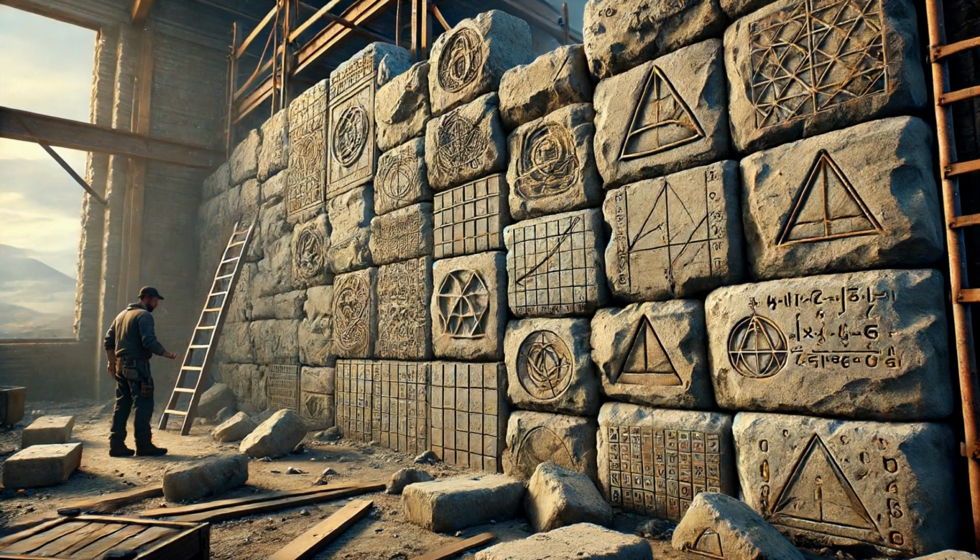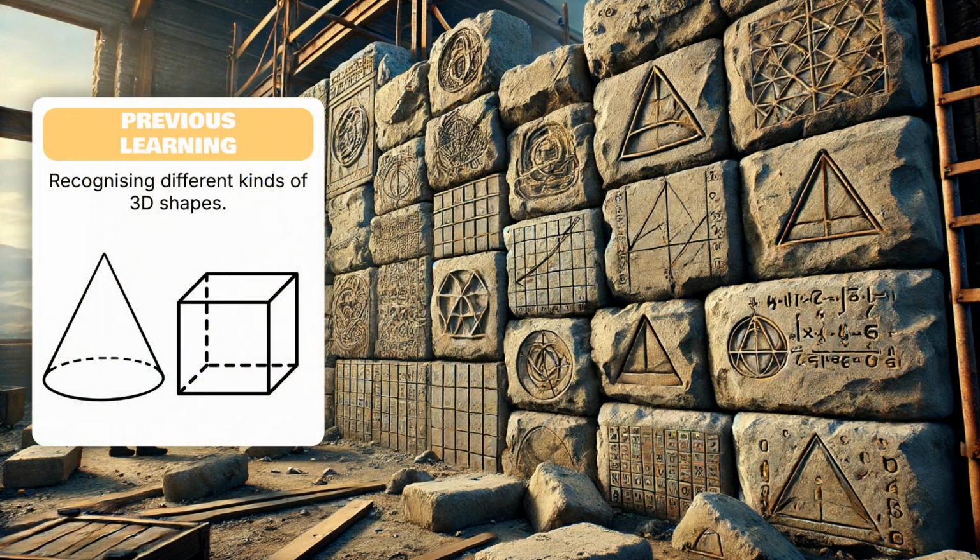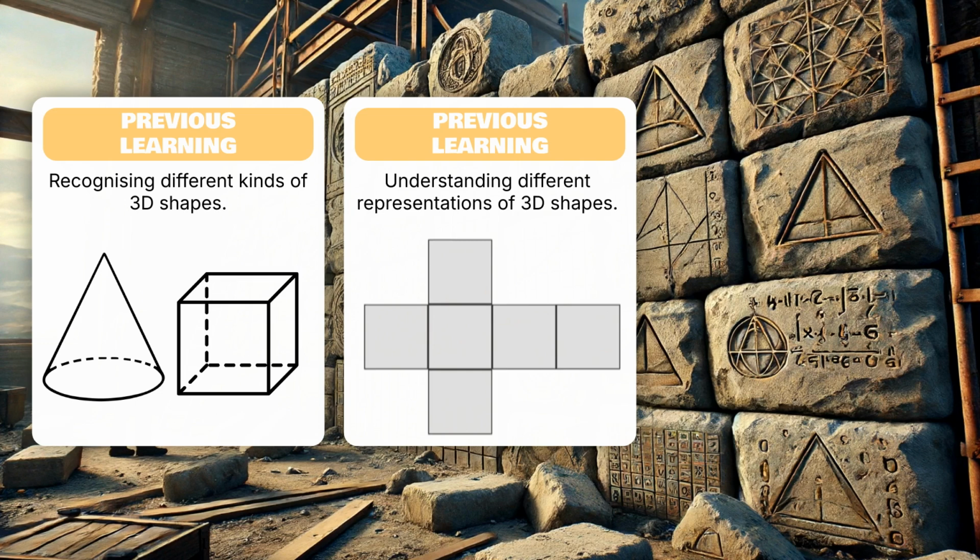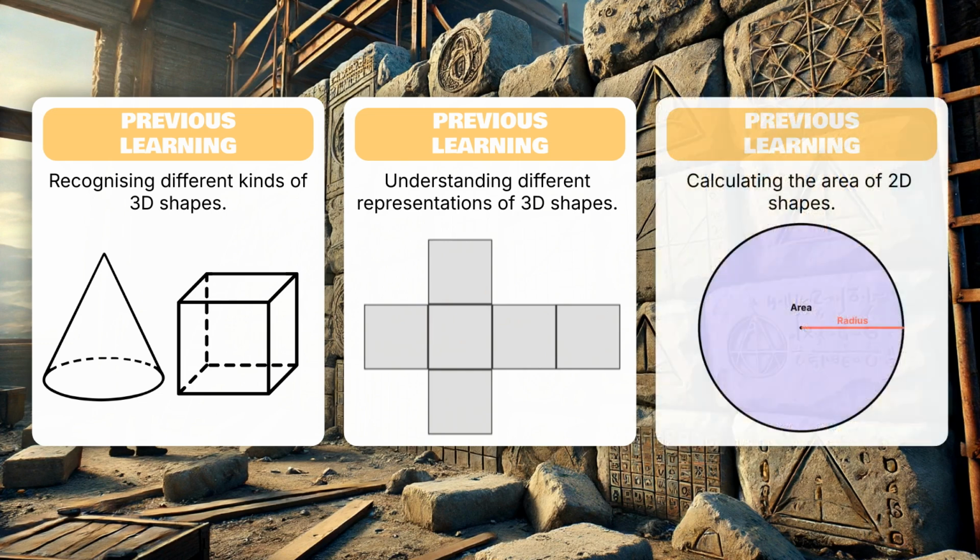In our previous lessons, we've established a solid foundation by recognizing different kinds of 3D shapes like cubes, spheres, and cylinders, understanding different representations of 3D shapes, including isometric drawings, orthographic projections, and nets, and calculating the area of 2D shapes such as squares, rectangles, triangles, and circles. With this foundation, we are now ready to explore the concept of nets and how they help in calculating surface areas. This technique is particularly useful because it allows us to break down complex 3D shapes into simpler 2D components, making the problem more manageable.